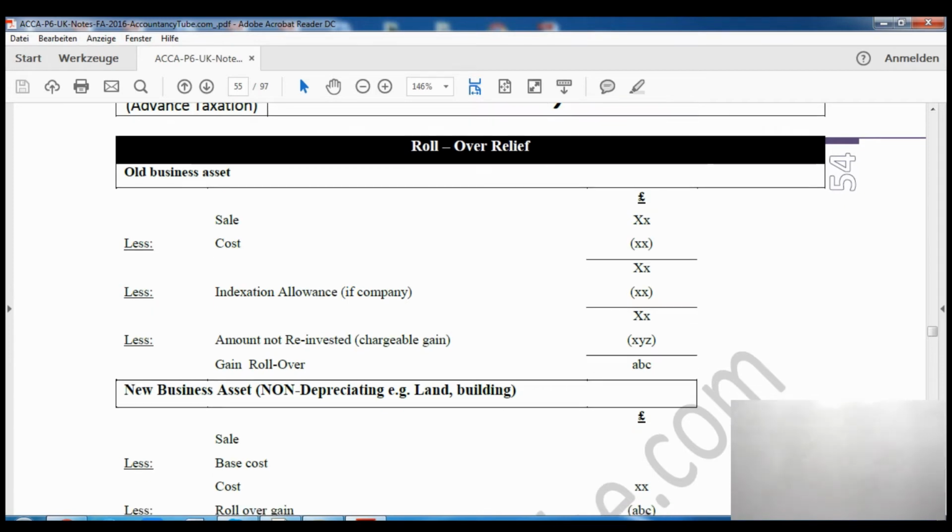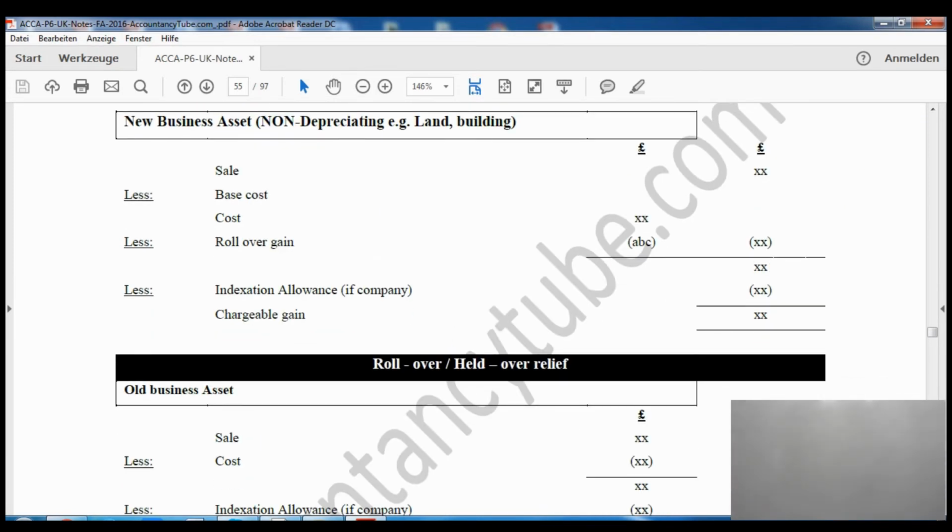Now the new asset in which we have reinvested the amount, just beneath that it says non-depreciating asset, which is land and building. Non-depreciating means land and building has got infinite life, so that's why we're calling it non-depreciating. The new asset where we have reinvested the money is land and building. Now how will we calculate the gain on the new asset, the second asset? When we have sold the second asset, we'll take the sales proceeds. Now we will have to calculate the cost out of that.